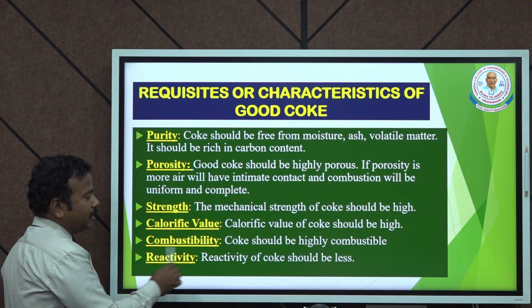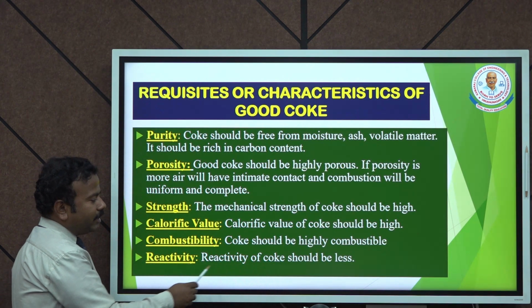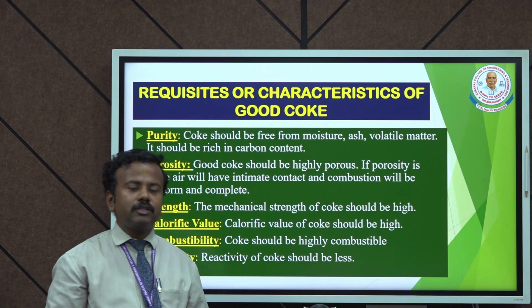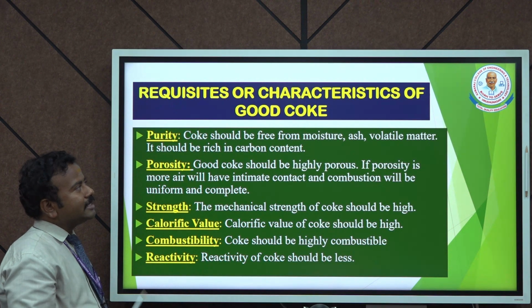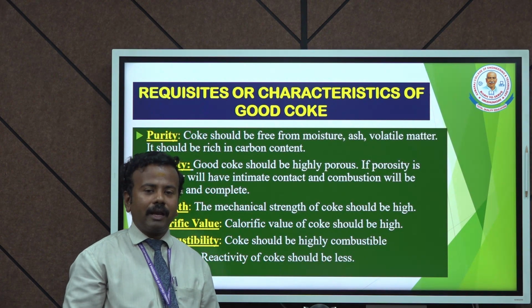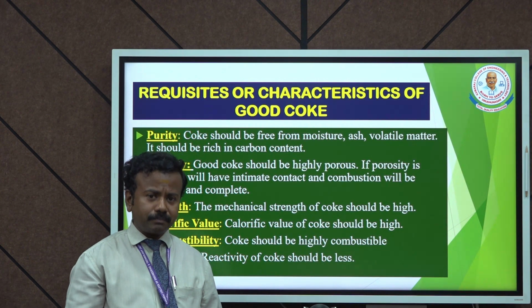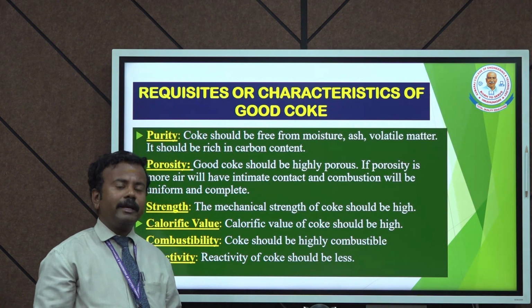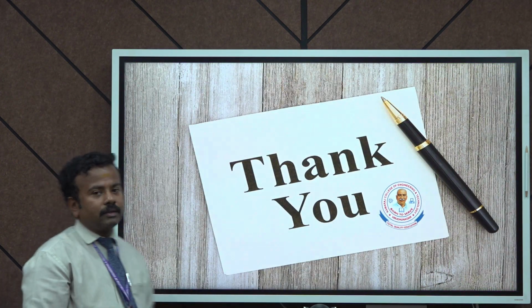Then combustibility: the coke should be highly combustible, so that's another property. Then reactivity: the reactivity of coke should be low, so it should not react with other materials. These are all the properties that enhance the characteristics of good coke. Now we can analyze the difference between coal and coke. Coke is a secondary fuel. It is derived from coal, and it is better than the coal product. Thank you for viewing.